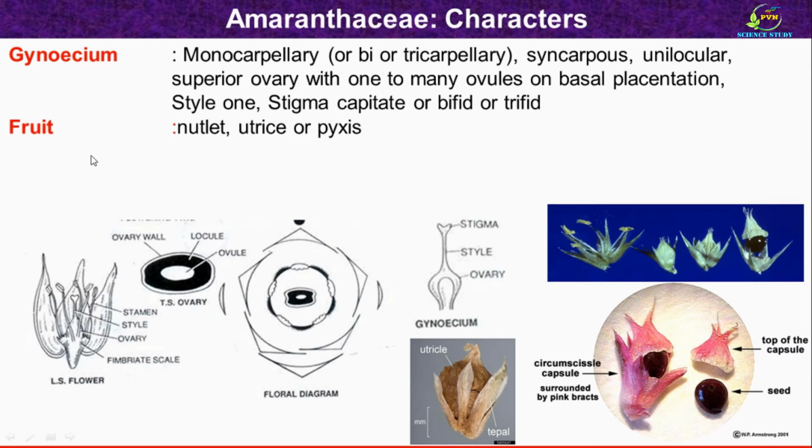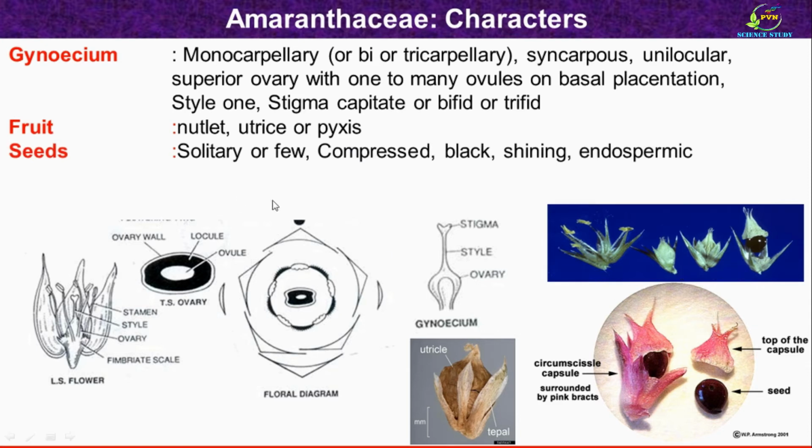Then regarding fruit, it is very much different. The fruit is of nutlet, utricle or pyxis. So this is the photograph where we can see the persistent tepals, and these persistent tepals are holding the fruit. This fruit is known as utricle. Here also you can see the flower and fruit.